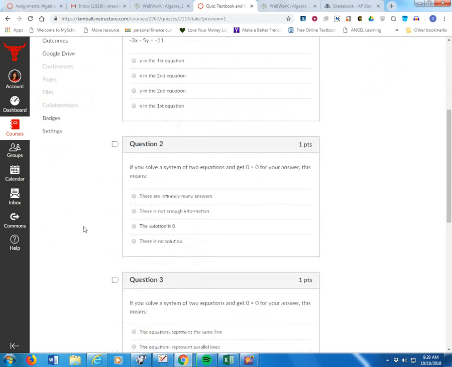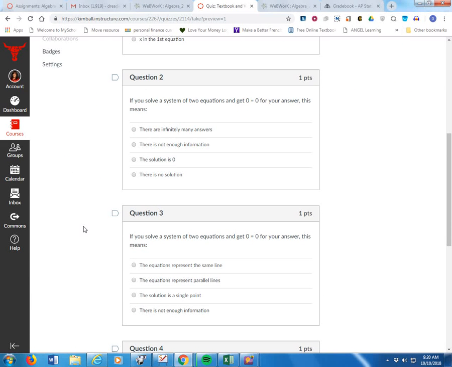Question 2. If you solve a system of two equations and get 0 equals 0 for your answer, this means what? I just went over that with the negative 12 equals negative 12 example. Is there ever a time that 0 won't equal 0? There's an infinite number of solutions. Your answer is infinite. If you solve a system and get 0 equals 0 for your answer, and there are infinite solutions, what does that tell you about the two equations?